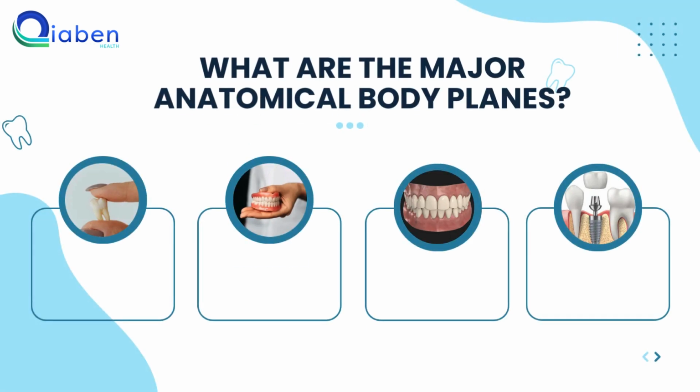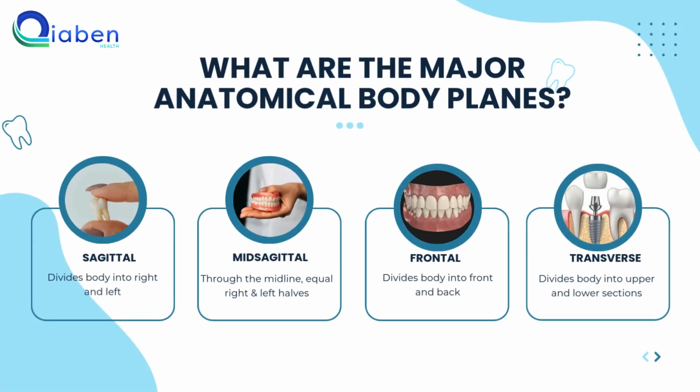Next, let's look at how the body can be divided into sections, or planes. These terms are commonly used in imaging reports and surgical notes. The sagittal plane divides the body into right and left parts. The mid-sagittal plane divides it into equal right and left halves. The frontal plane separates the body into a front section and a back section, and the transverse plane divides the body into upper and lower parts. These planes help clinicians describe the exact angle or direction of a procedure or an imaging view.